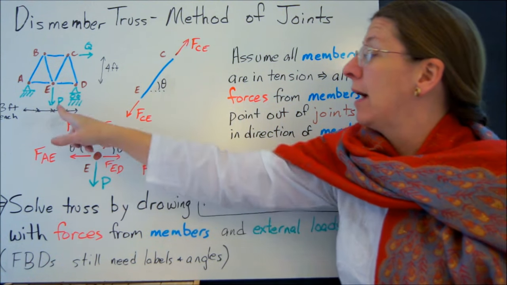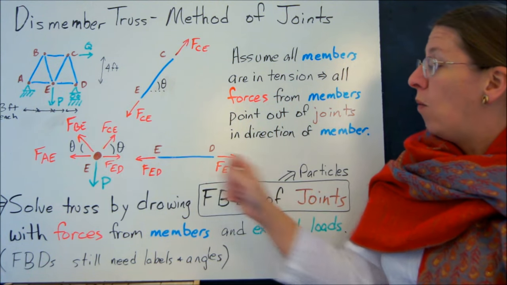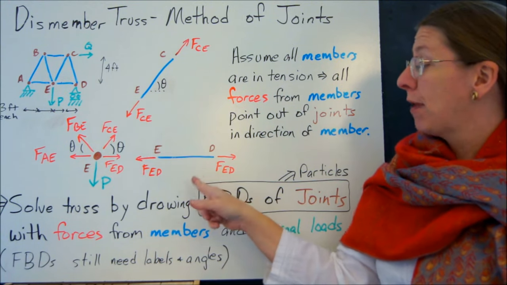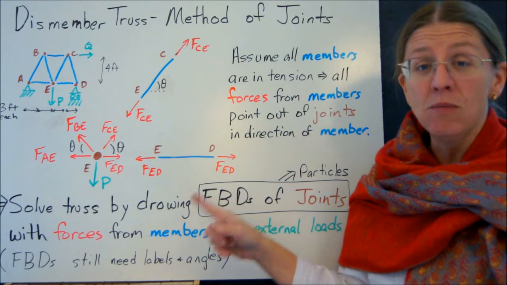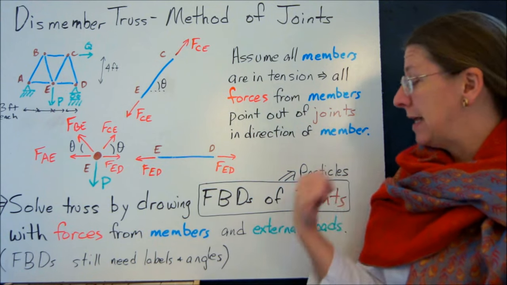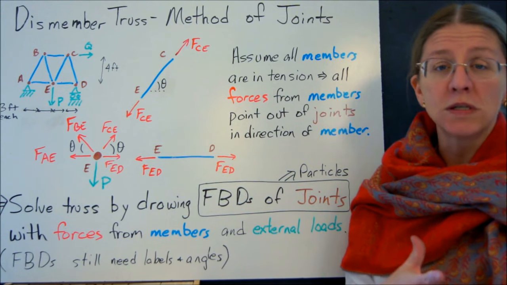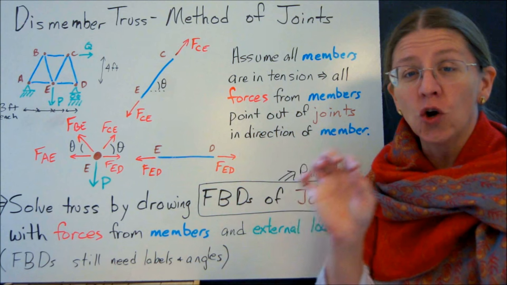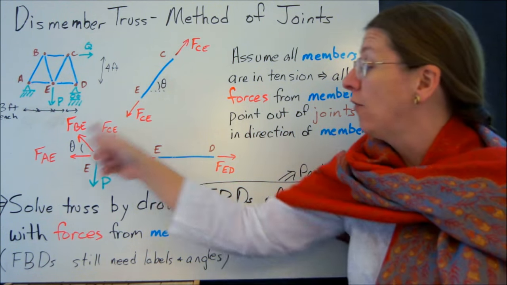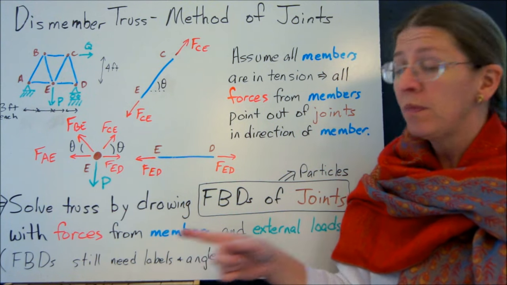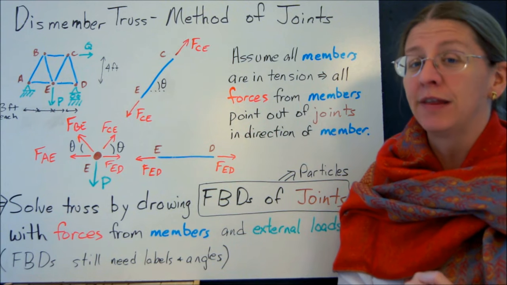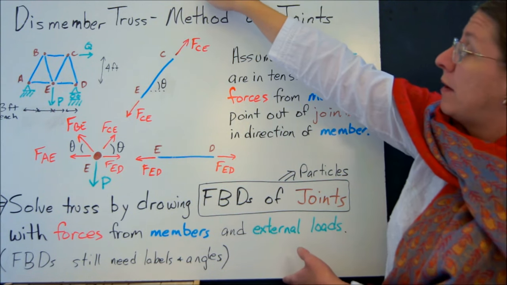So this would be my free body diagram for the joint at E. Once I have that and I understand this little rigmarole, you don't have to draw the free body diagrams of the members anymore. You can just consider the free body diagram of the joint. And the nice thing about this joint is that it's a particle. All of your forces act at a concurrent point. So at this point, all I'm going to end up with is the sum of the forces in X and the sum of the forces in Y for each of my individual joints. All of your free body diagrams still need all of your forces and all of your angles and everything to be a complete and accurate free body diagram.